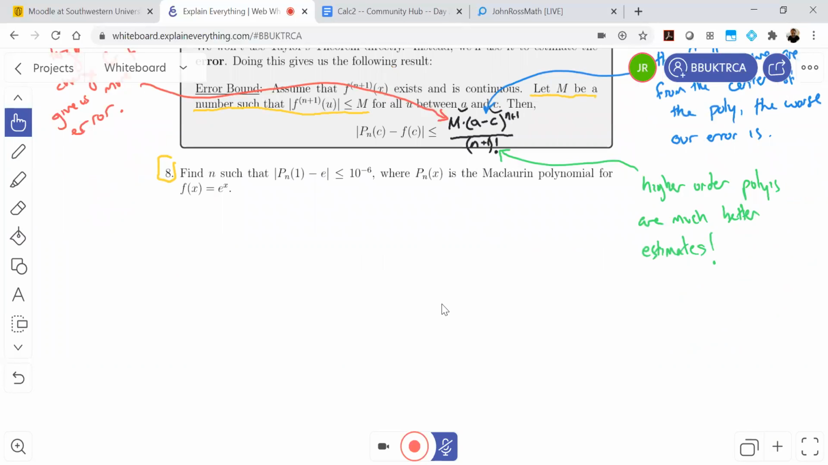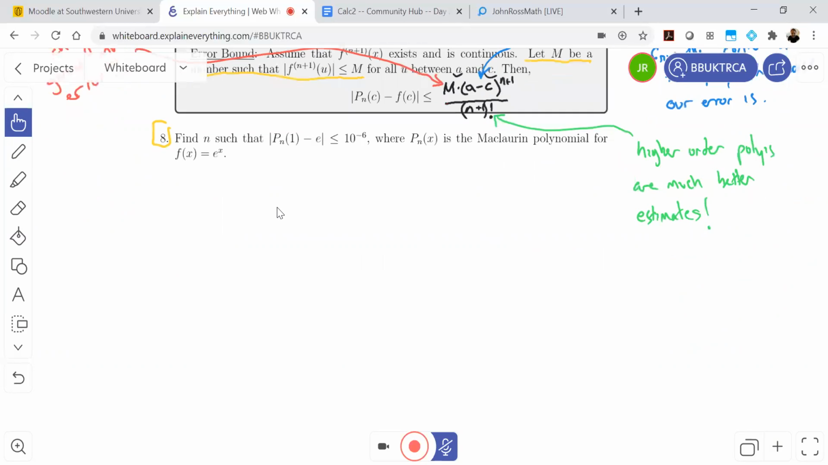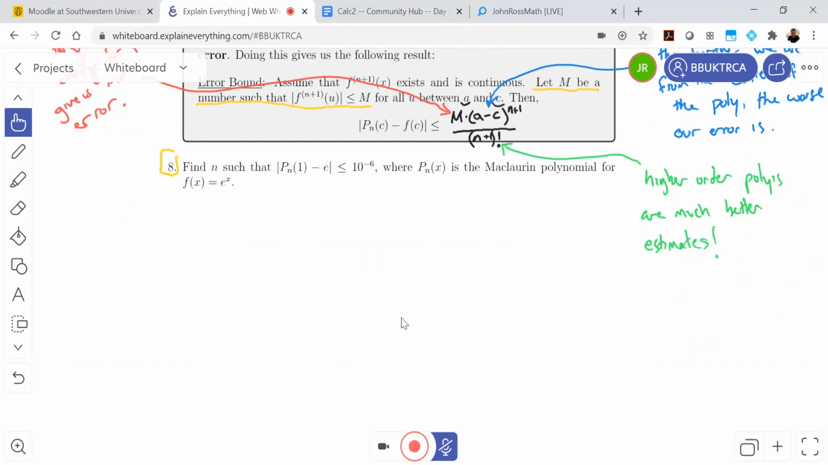All right, so let's get into how we actually use this, right? Because anytime we are doing some sort of estimation or an error bound, it becomes a real pain to work with. So let's try to figure out how we actually do this. We're going to take a look at problem 8: find an n value such that |p sub n of 1 minus e| is less than or equal to 10 to the negative 6, where p sub n of x is the Maclaurin polynomial for f of x equals e to the x.